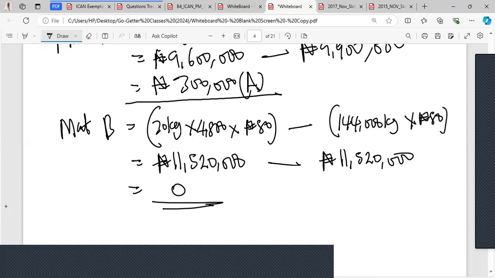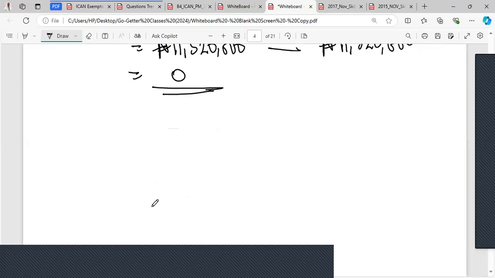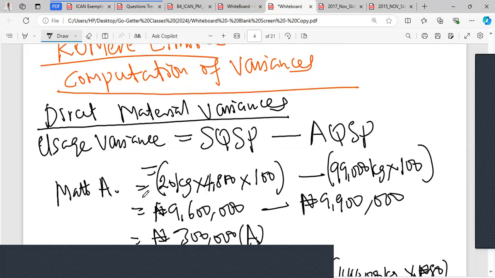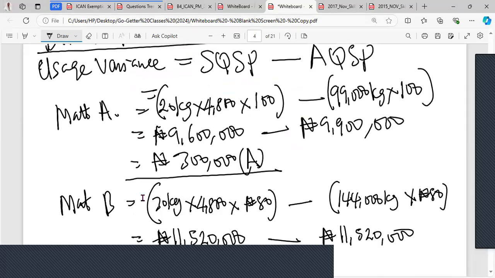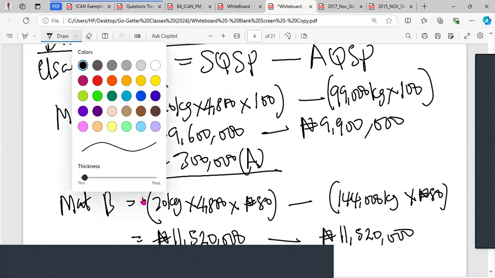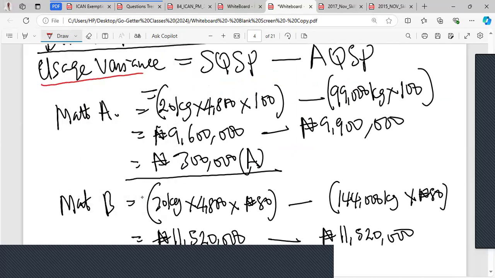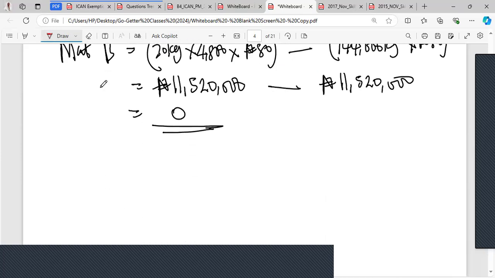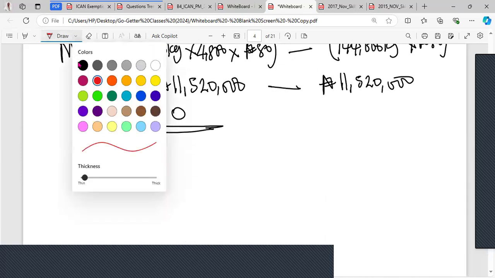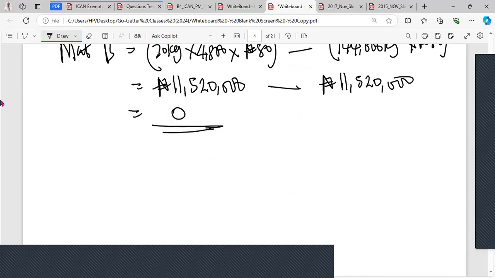So you cannot call it adverse, neither can it be called favorable. This is 0. Then we are done with usage. So what we just did now is usage variance. And let's go to price variance.